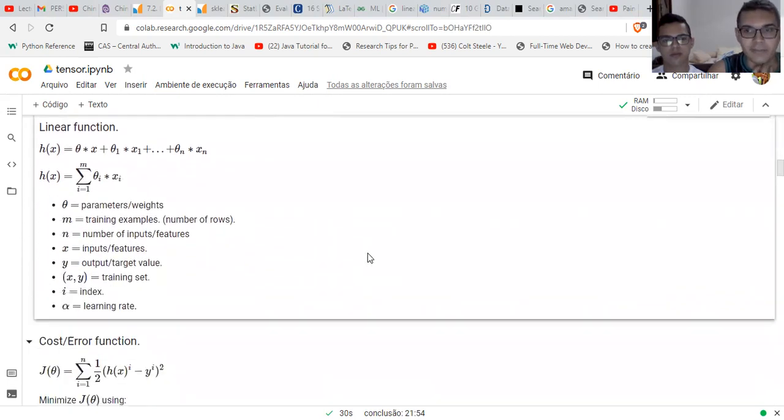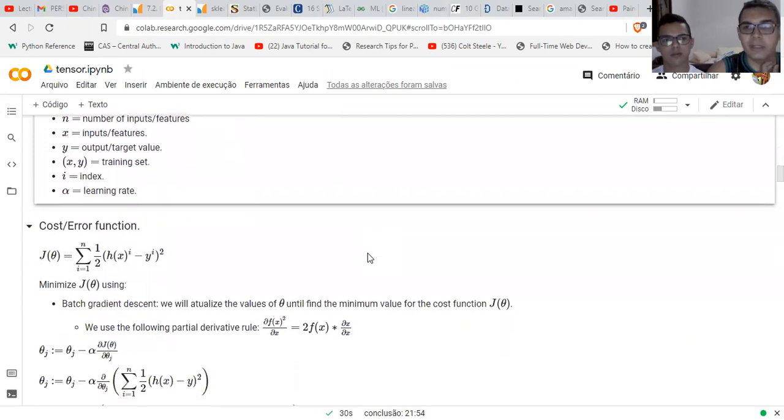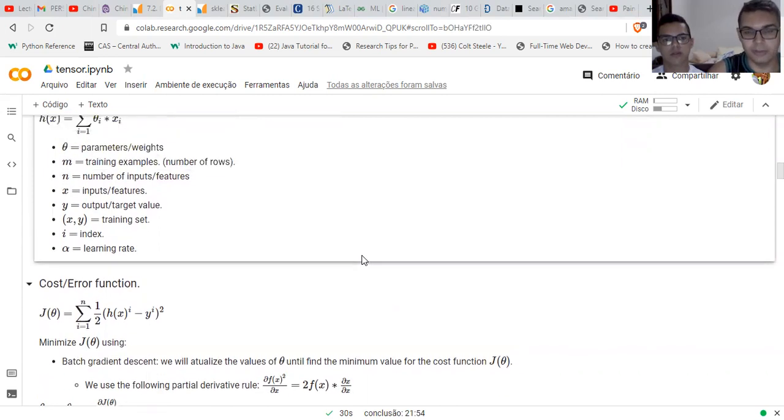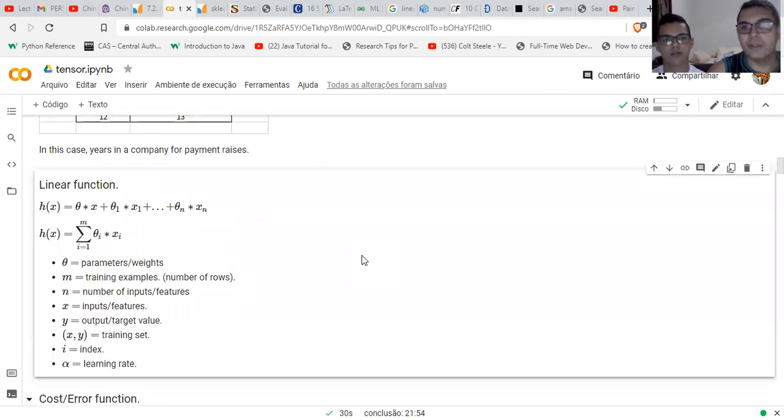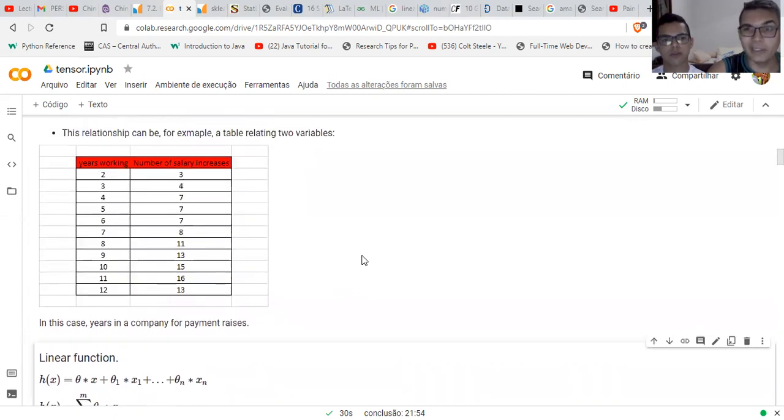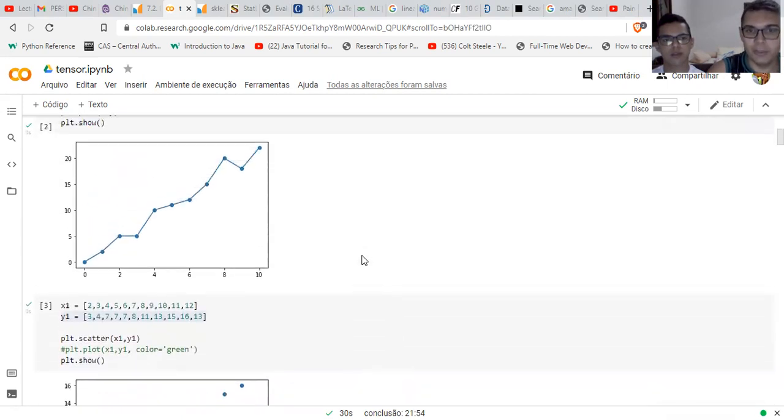And in the next video we're going to understand what a cost function is. That's also a very important thing to understand in linear regression problems. This is all for this video, because this is already a lot of information for you: what a linear function is and what a linear regression problem is.